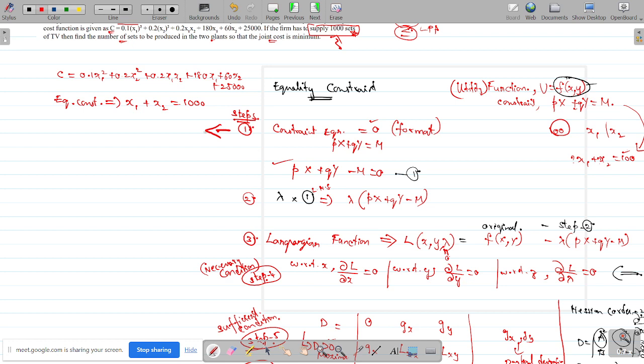So step 1. Shall I proceed with step 1? Step 1, you have to make the constraint equation to 0.